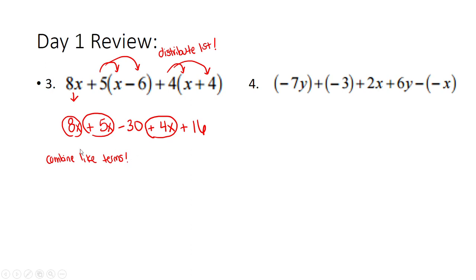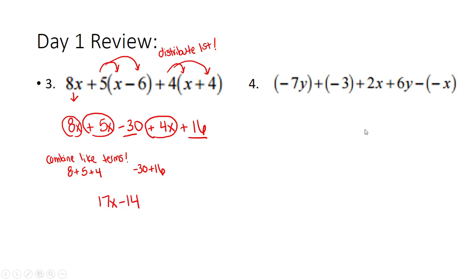Now when you combine your like terms, we have 3 different x's. So we're doing 8 plus 5 plus 4, bring down your x, and that is 17x. Also, our whole numbers, we can combine them together because there's 2 of them. So negative 30 plus 16, that combines together to be minus 14. So that's your answer, because those aren't like terms.